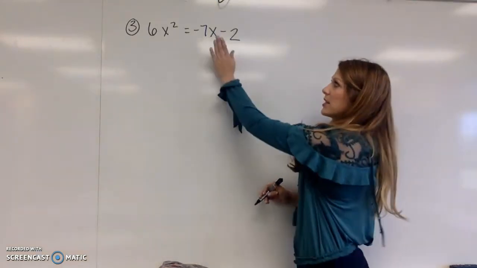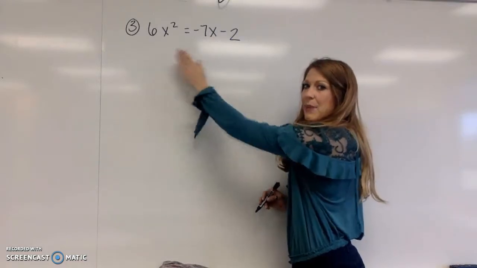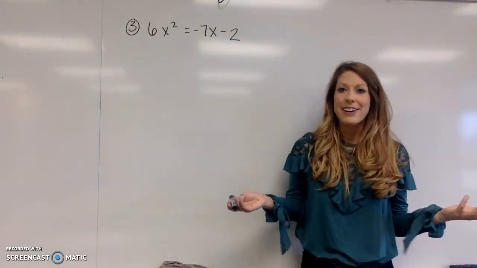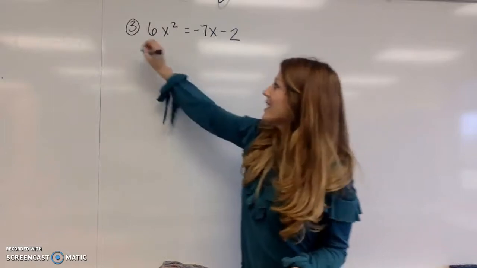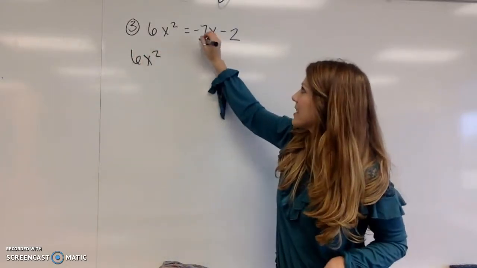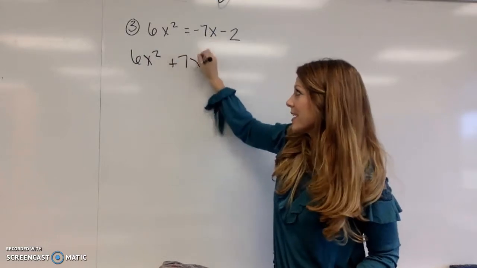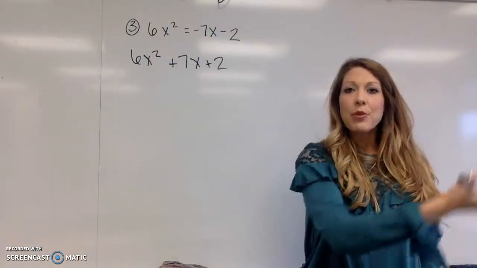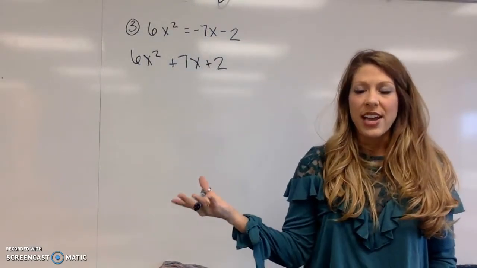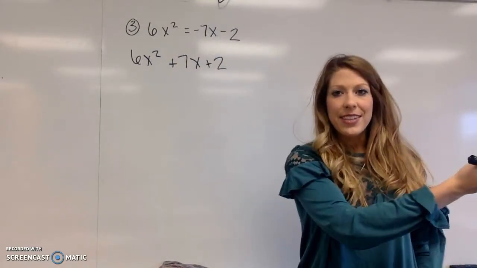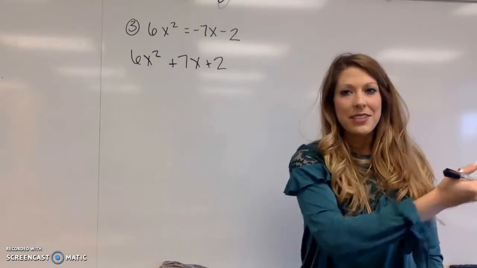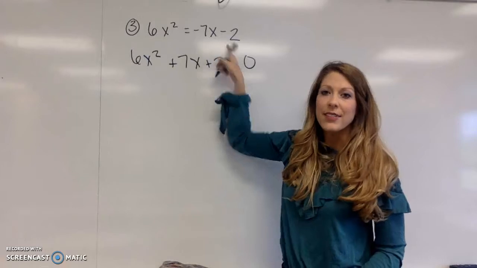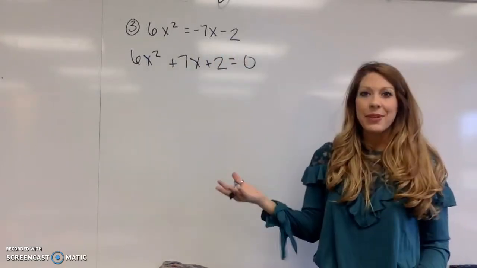So we're actually going to move the negative 7x over to the other side of the equal sign by adding 7x, and we're going to move the negative 2 to the other side of the equal sign by adding 2. So we get 6x squared. When you add 7x to both sides, you get plus 7x. When we add 2 to both sides, we get plus 2. So basically, if ever it moves from one side of the equal sign to the other, you just change the sign. If it's positive on one side, it's negative on the other. If it's negative on one side, it's positive on the other. Easy peasy stuff. And now it equals 0 because we moved them both over, and now there's nothing left on that right side.